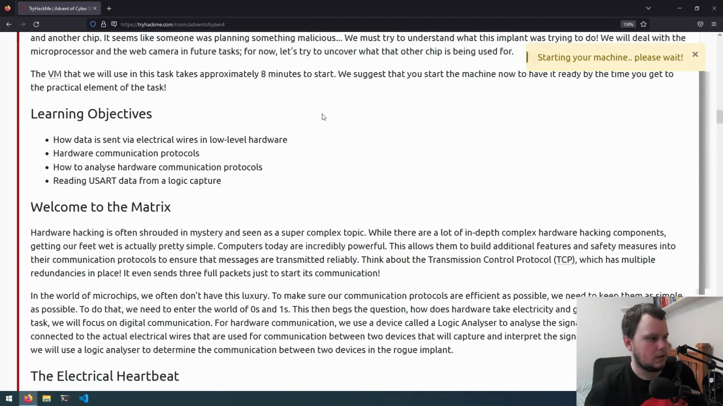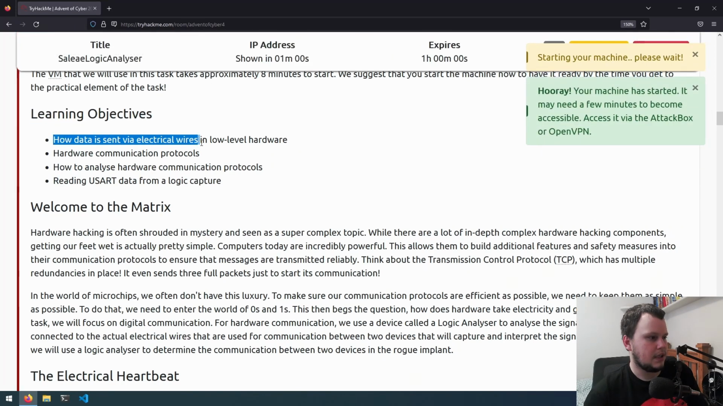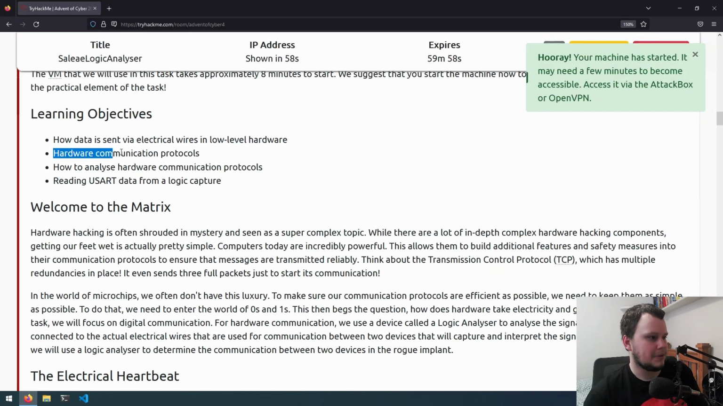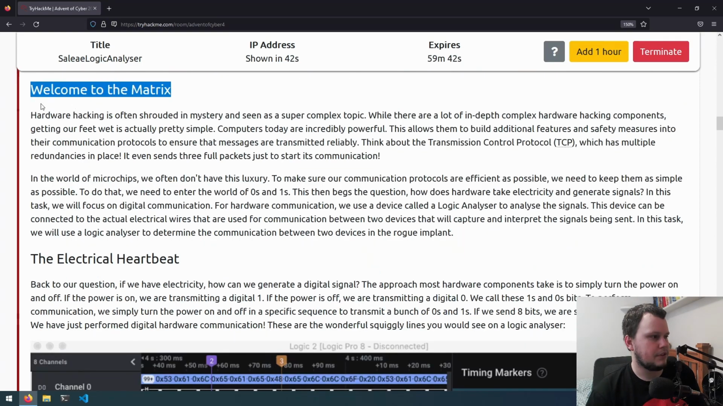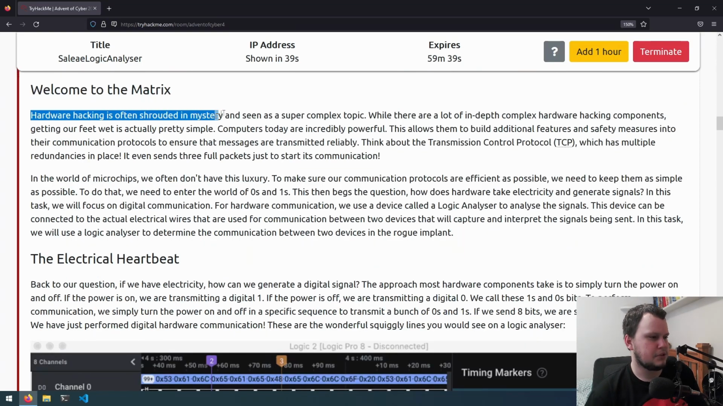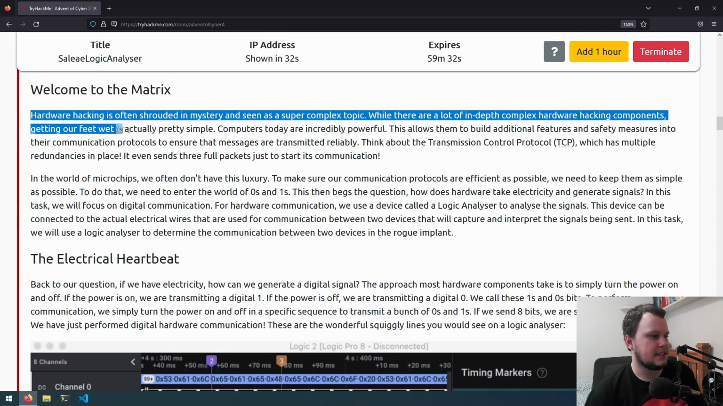Okay, so the learning objectives are how data is sent via electrical wires in low-level hardware, hardware communication protocols, how to analyze hardware communication protocols, reading USART data from a logic capture. Welcome to the Matrix. Hardware hacking is often shrouded in mystery and seen as a super complex topic. While there are a lot of in-depth complex hardware hacking components, getting our feet wet is actually pretty simple.